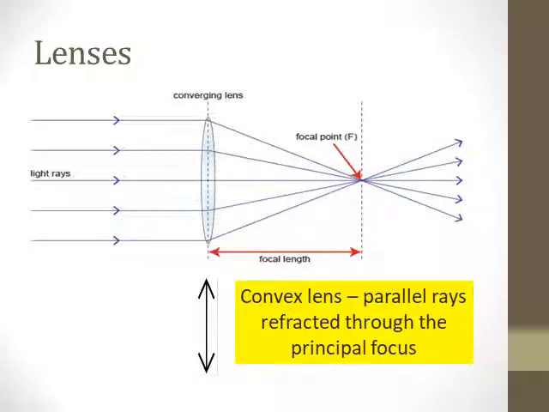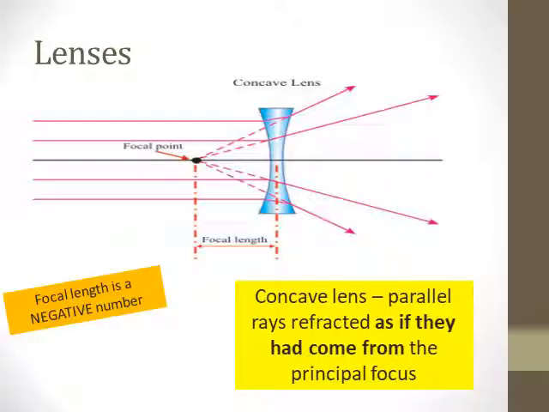The symbol for a convex lens shows how the lens curves outwards. A concave lens refracts rays of light outwards as they pass through the lens. They are all refracted as if they had come from a point behind the lens. So they are refracted as if they had come from the principal focus. That means when I measure the distance from the principal focus to the lens, it's a negative or minus number. The symbol for your concave lens shows how the lens curves inwards.